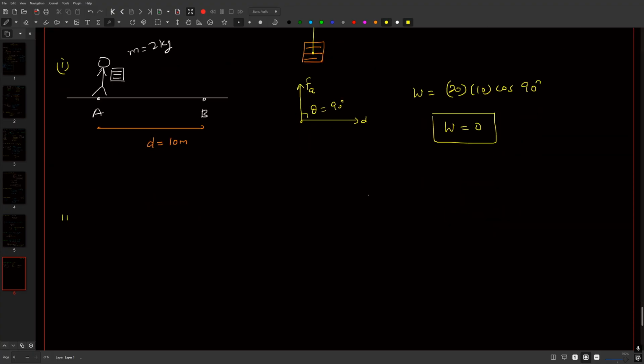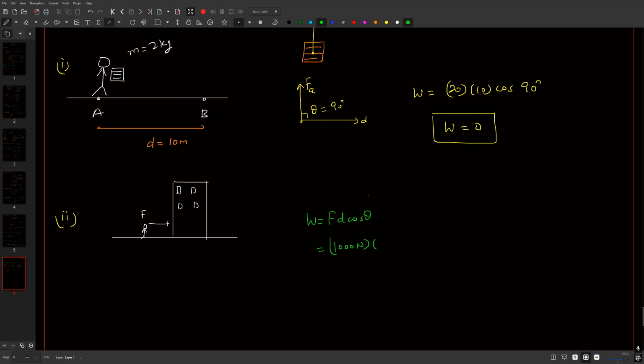Second possible case where work done can be 0 is that suppose there is this multi-story building and you are applying a force to move this multi-story building. Now, obviously, no matter how hard you try, the building is not going to budge. Unless, of course, you have some hidden superpower, which you haven't revealed to the world. So then in that case, F d cosine theta, let's say you're applying 1000 newton force. Since displacement is 0, doesn't matter what cosine theta is at this point, displacement is 0. So work done is again 0.